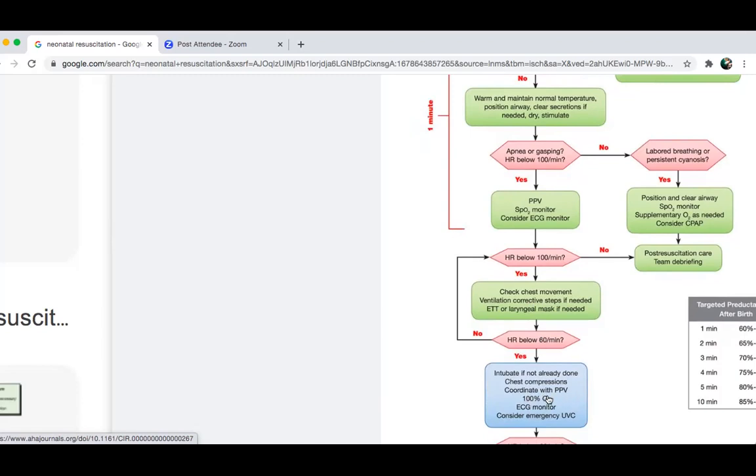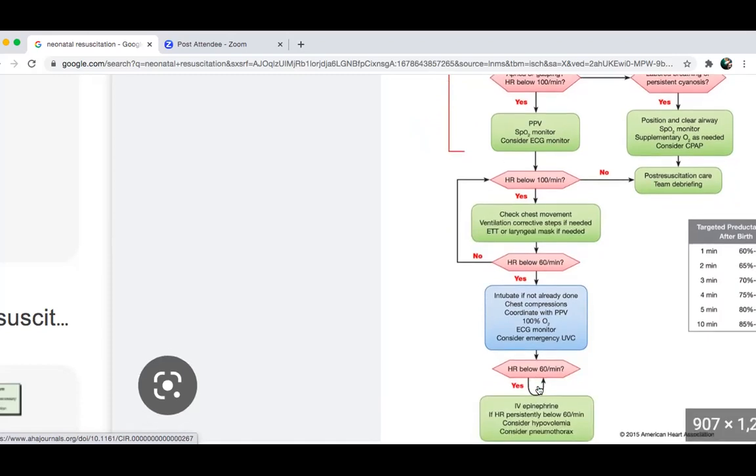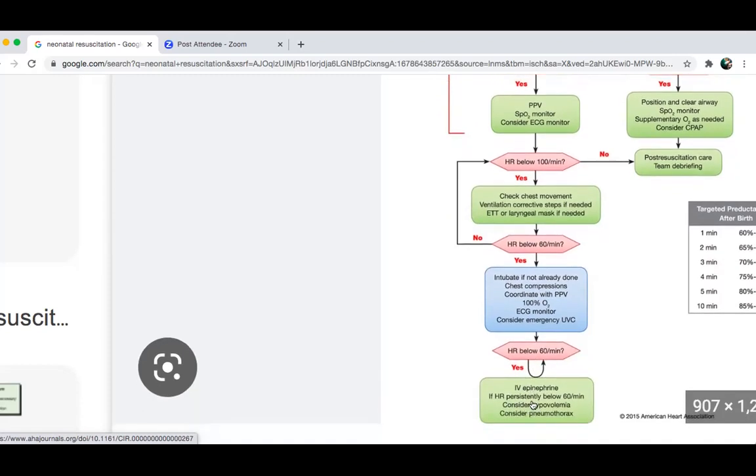Then coordinate with PPP, oxygen, ECG, monitor. So everything is going along with it. We can add only chest compression below 60. So it is very important, after 100, what are you going to do? Below 60, what are you going to do? And if it keeps on repeating like that at 60, then you are going to add epinephrine.